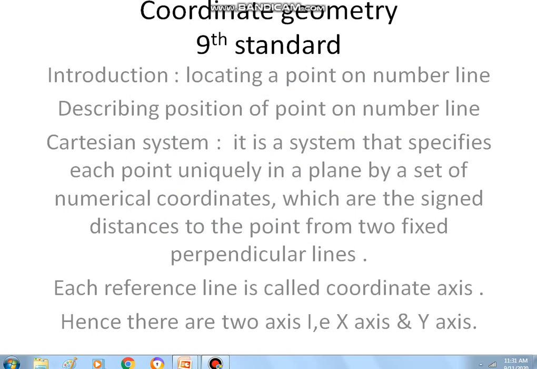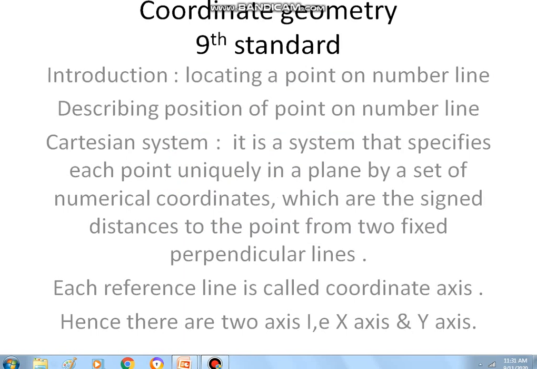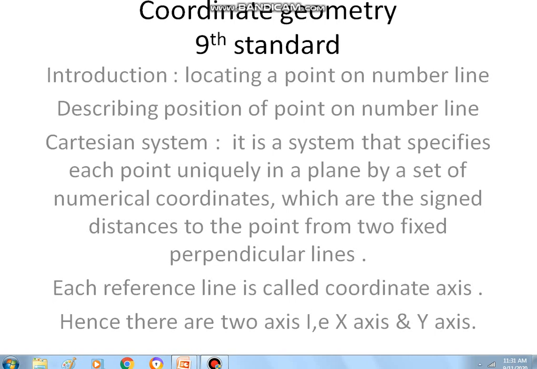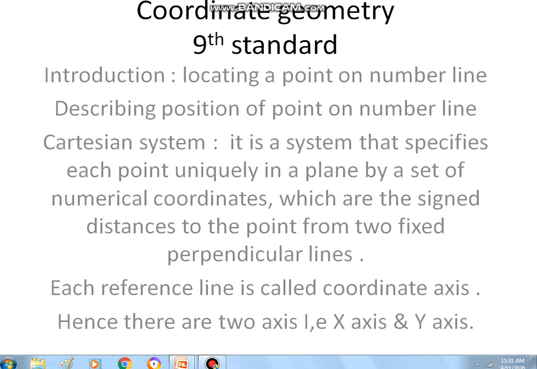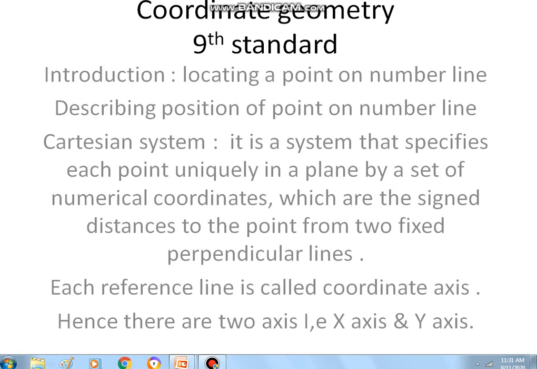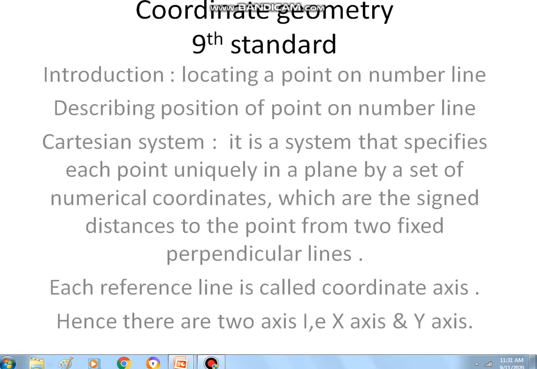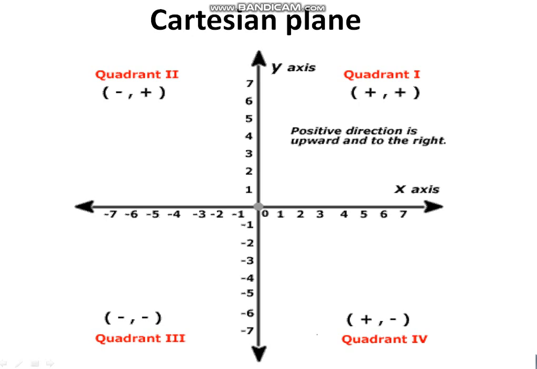What do we mean by coordinate geometry? It is a branch of mathematics in which we study algebra geometrically. We will study algebra geometrically. That branch of mathematics is called coordinate geometry.